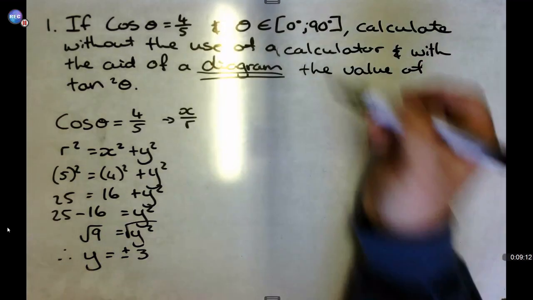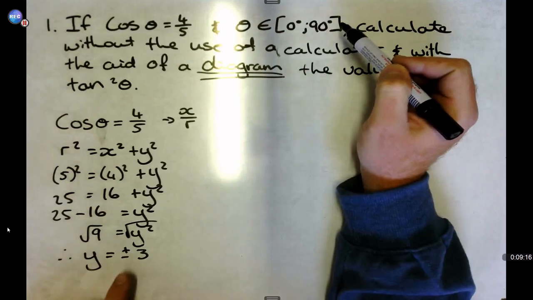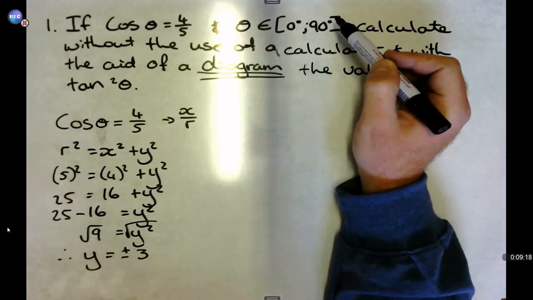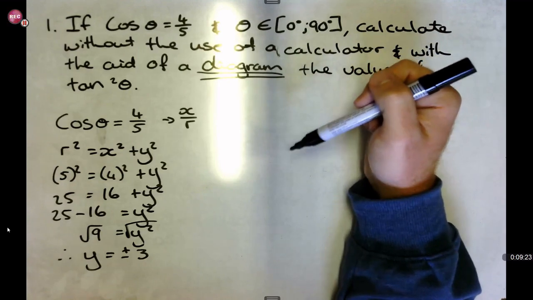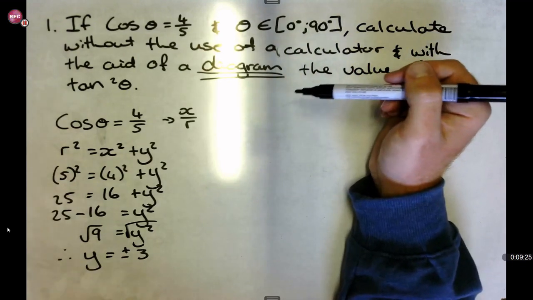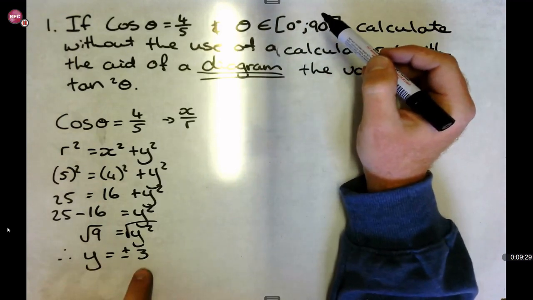But if you look at what they've asked you and what they've given you here, you would note that all the functions, sine, cos, and tan, are all positive in the first quadrant. So it's going to be positive 3.